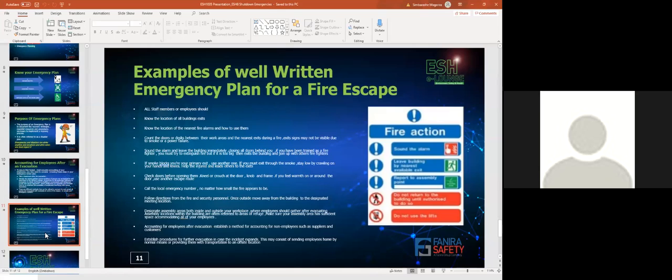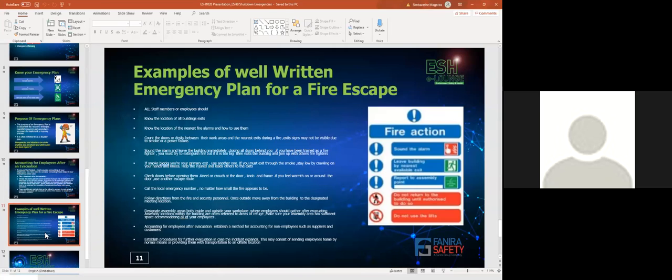And if smoke blocks your primary exit, use another one. If you must exit through the smoke, stay low by crawling on your hands and knees. Help the injured and let others exit. Check doors before opening them. Kneel or crouch and touch the door knob or the frame. If you feel warmth on or around the door, use another exit route.